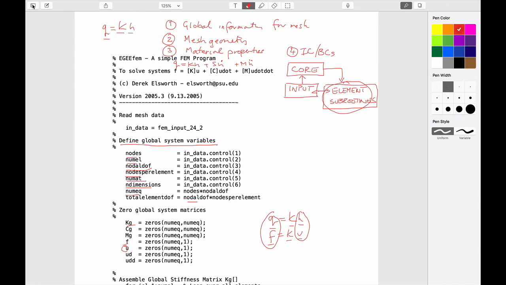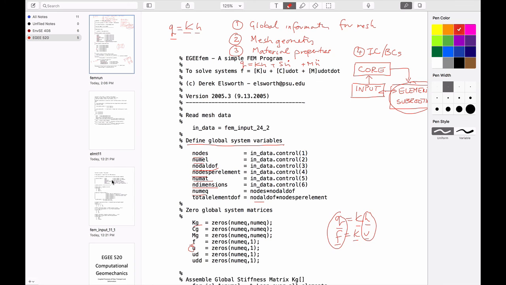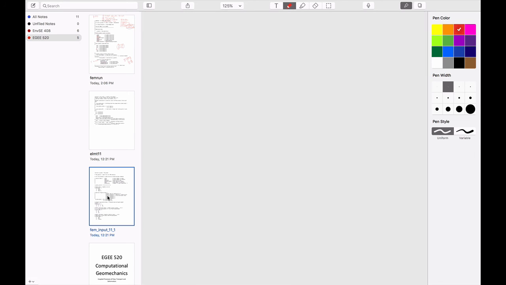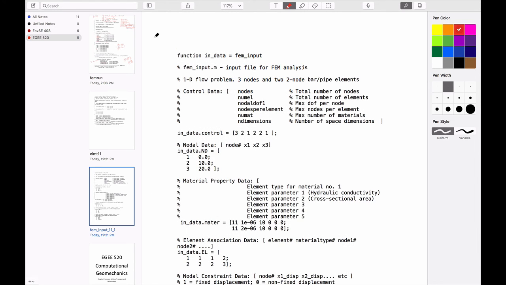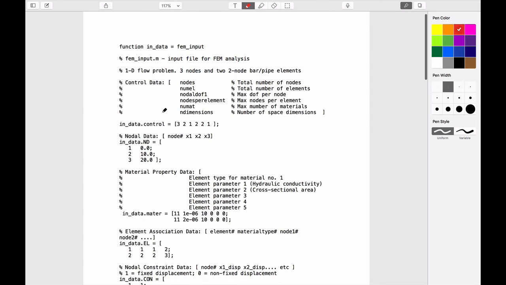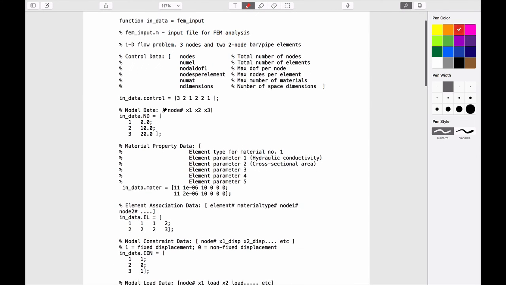If we look at the data file, the data file looks like this. For our particular problem, recall the geometry was 1, 2, 3. I'm drawing it inclined, but actually the x-axis has to be through here.